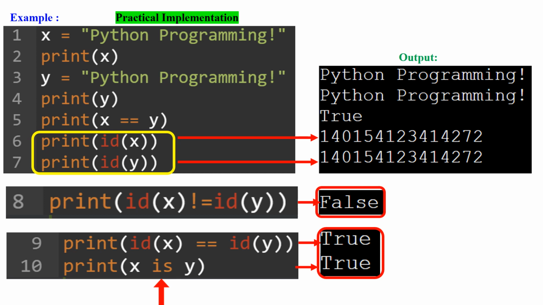Now, look at line 9 and 10. There is a shorter way to make the comparison given, and that is to use Python's is operator. Checking whether x is y is the same as checking id of x equal to id of y, which means whether x and y are the same object in memory. Here the output is true.